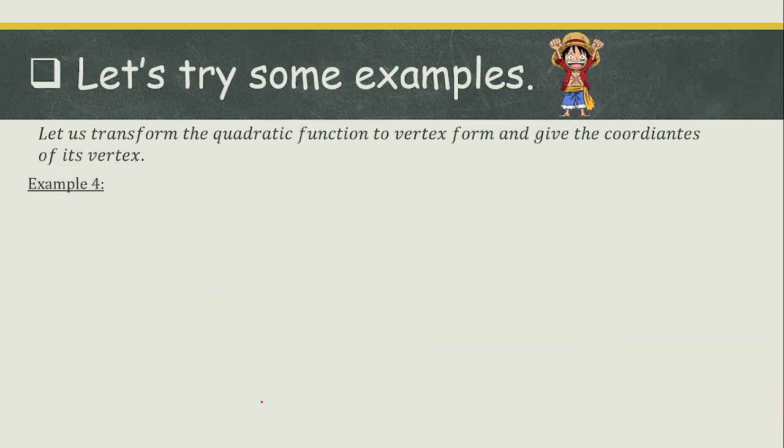So let's try another example, example number 4. Same instruction. We're going to convert the general form of the quadratic function into vertex form. Then let's find the coordinates of the vertex. The given is f of x equals 2x squared minus 3. This is the given, and after that, let's group the x terms.